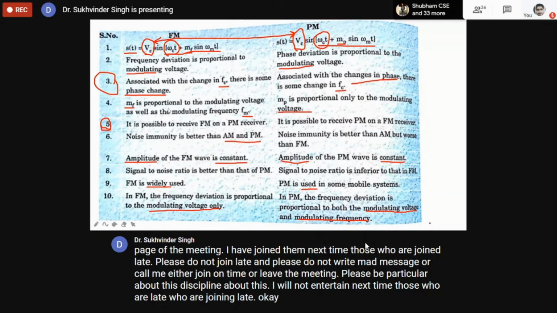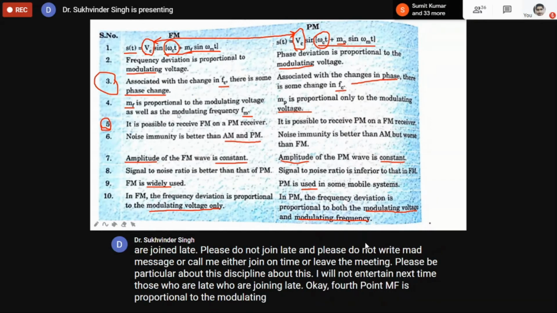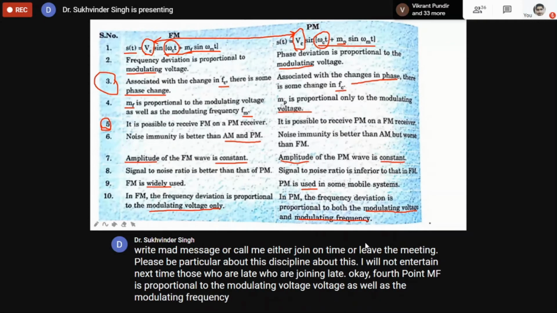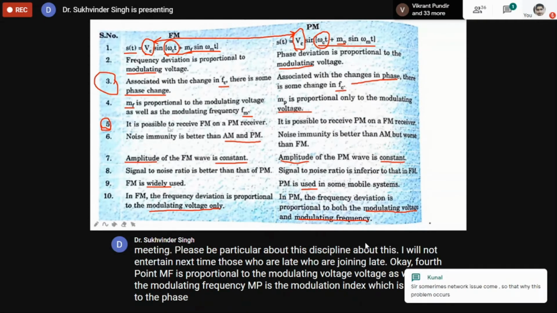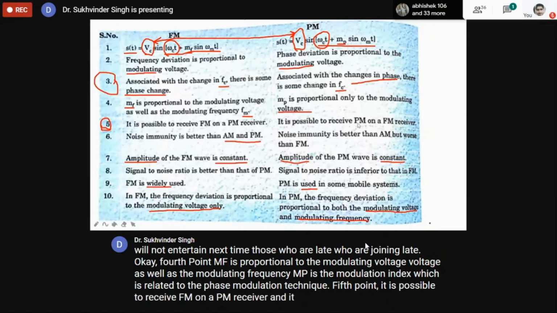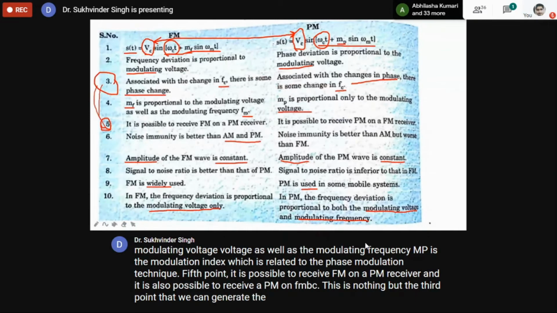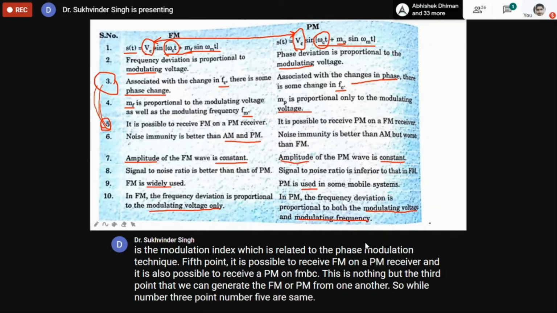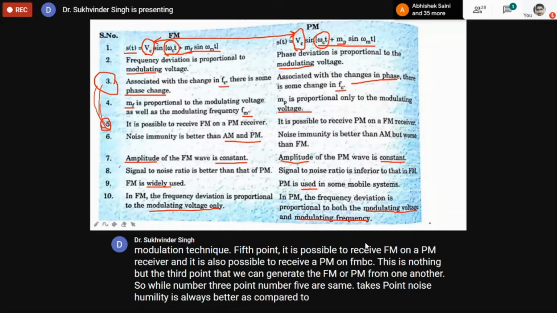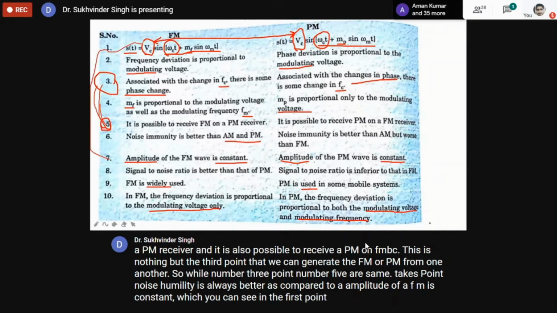Okay, fourth point, m_f is proportional to the modulating voltage as well as the modulating frequency. m_p is the modulation index, which is related to the phase modulation technique. Fifth point, it is possible to receive FM on a PM receiver, and it is also possible to receive PM on an FM receiver. This is nothing but the third point, that we can generate the FM or PM from one another. So point number 3 and point number 5 are the same. Sixth point, noise immunity is always better as compared to AM. Amplitude of FM is constant, which you can see in the first point, that is V_c is constant.